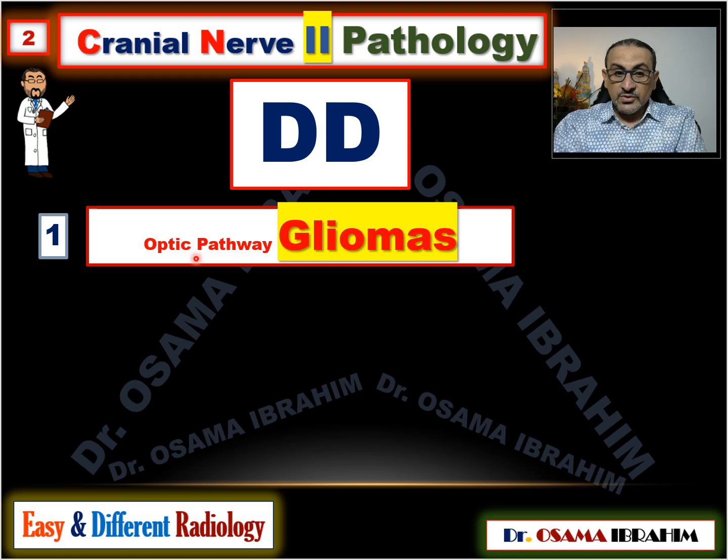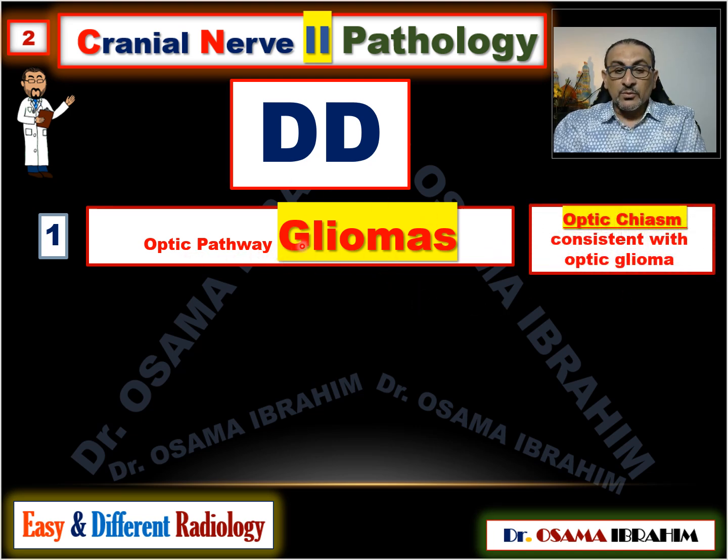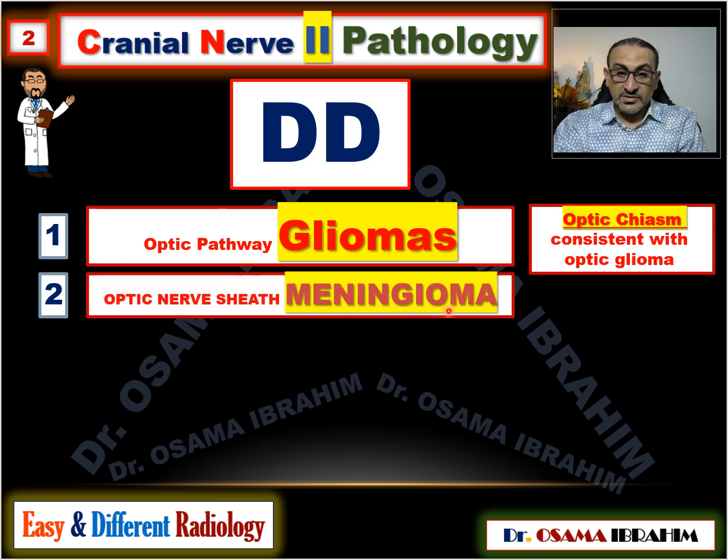First one, and the most important one, is optic pathway glioma. Optic pathway meaning the optic nerve itself. Glioma can occur on any part of the optic pathway, which I talked about in the previous slides. The most important one, which can come in the exam and become a difficult question, is the optic chiasm glioma as a part of the optic pathway.